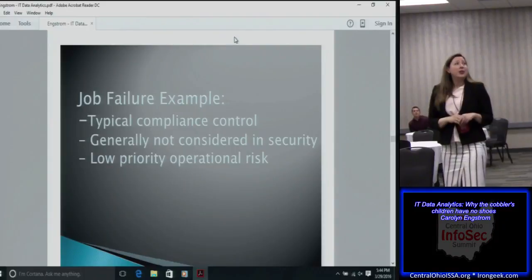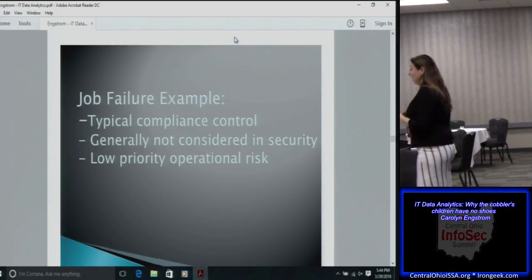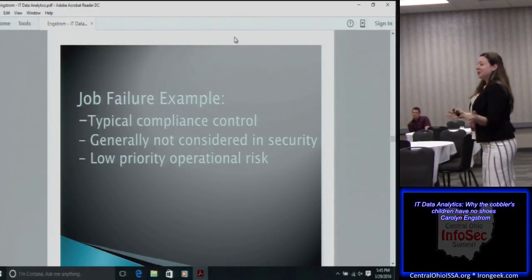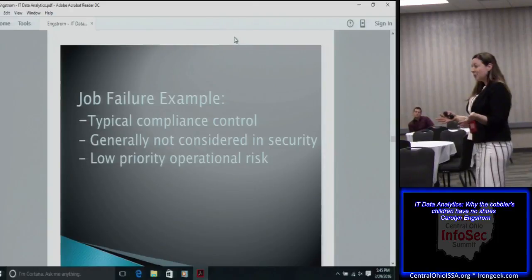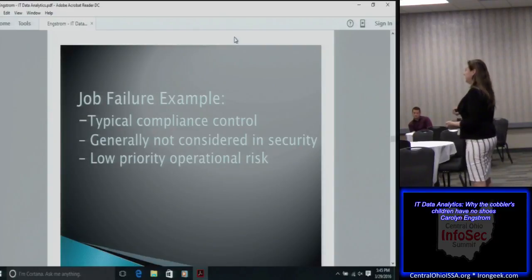So one of the things that I wanted to do to move into some examples of 100% population analysis, they chose job failure. Why? Because when we think of that compliance as a necessary evil, SOX really focuses on job control because it helps protect the integrity of the data that goes through the system.